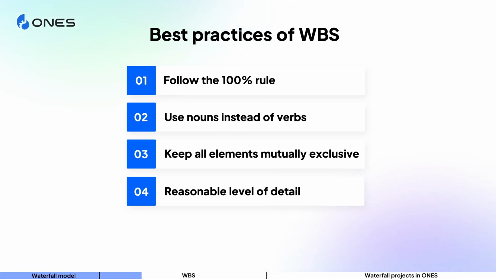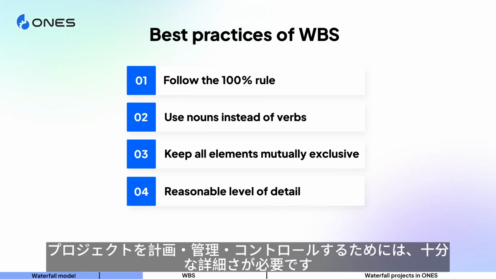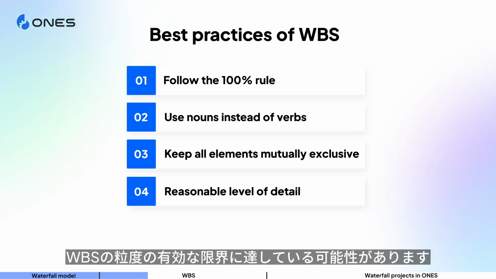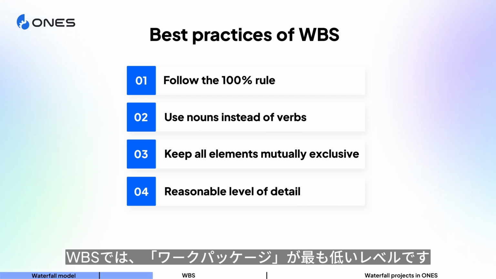Number 4, adequate level of detail. Don't get too granular. Enough detail is needed to plan, manage, and control the project. You may have reached the effective limit of WBS granularity if you cannot specify deliverables and the only details left are actions. In the WBS, work packages are the lowest level.